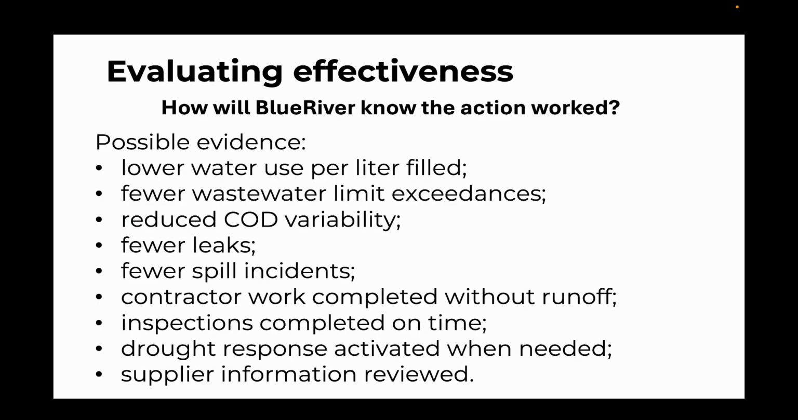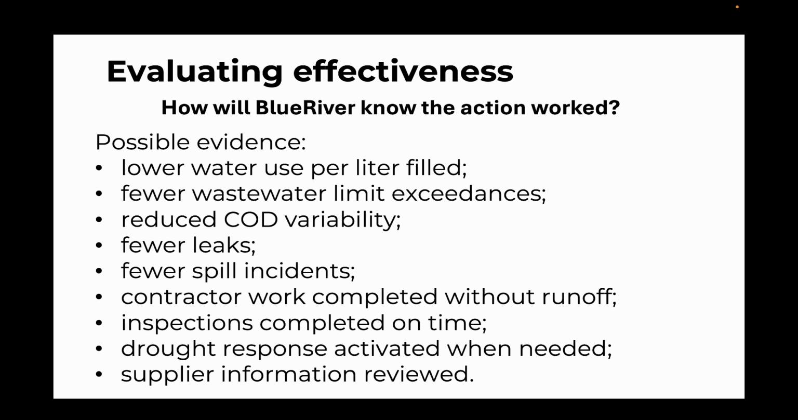Planning action is not complete unless BlueRiver knows how effectiveness will be evaluated. This does not always require a complex indicator. Sometimes effectiveness is evaluated through performance data. For example, water use per liter filled may decrease. Chemical oxygen demand variability in wastewater may be reduced. Leaks may be detected faster.